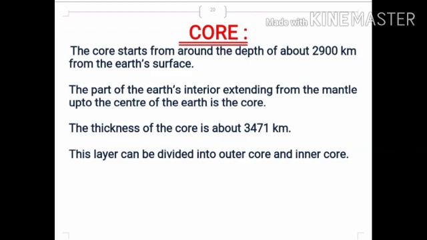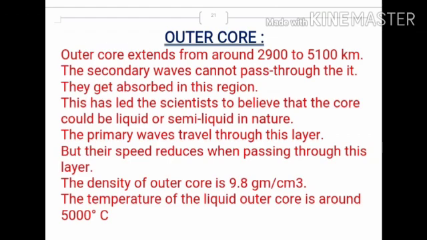So what is important? What is the depth of core? Starting from 2900 kilometers. And this core is divided into how many parts? Inner core, outer core. And last you have to remember the thickness, that is 3471 kilometers.